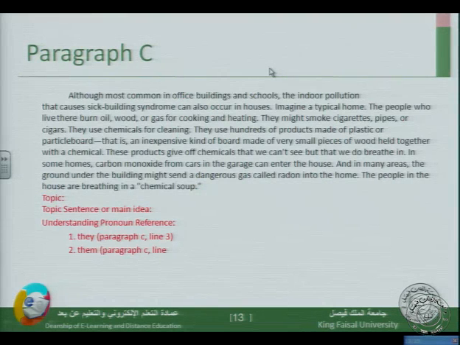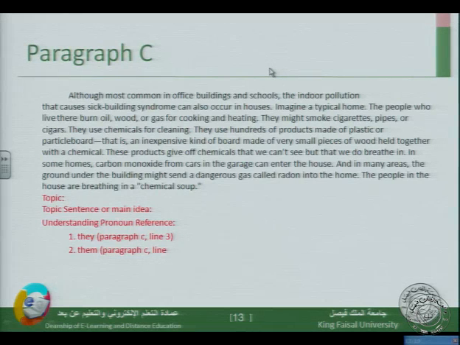Okay, let us do this together also. Although most common in office buildings and schools, the indoor pollution that causes sick building syndrome can also occur in houses. Imagine a typical home. The people who live there burn oil, wood, or gas for cooking and heating. They might smoke cigarettes, pipes, or cigars. They'll use chemicals for cleaning. They use hundreds of products made of plastic or particle board. That is an inexpensive kind of board made of very small pieces of wood held together with a chemical. These products give off chemicals that we cannot see but that we do breathe in. In some homes, carbon monoxide from cars in the garage can enter the house, and in many areas the ground under the building might send a dangerous gas called radon into the home. The people in the houses are breathing in a chemical soup.